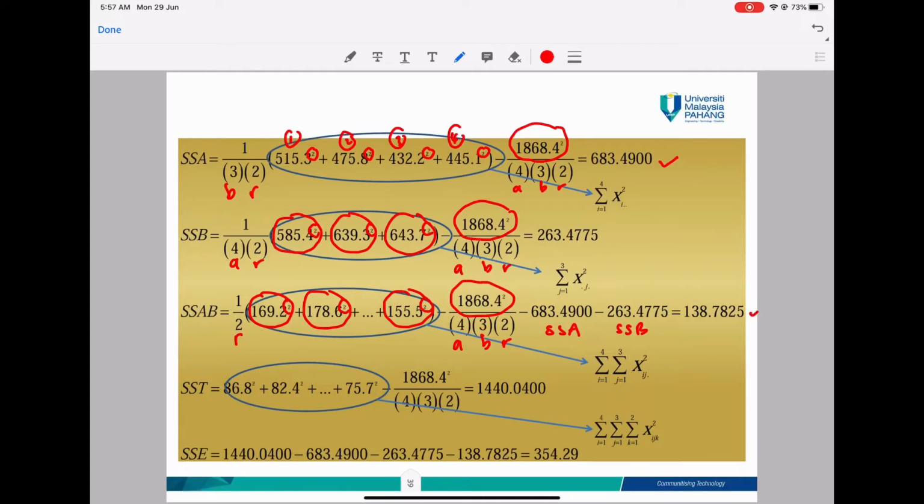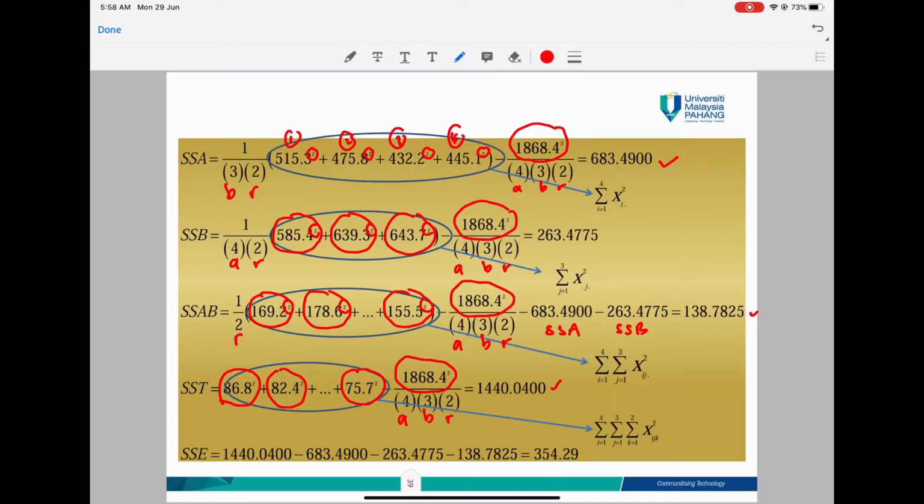Next, we move on to the SS total. SS total equals 86.8 squared. This is the data for the first run, second run, and then until the last data you have, 5.7 squared, minus big total again squared over ABR, and then you will have your answer, which is 1440.0400.